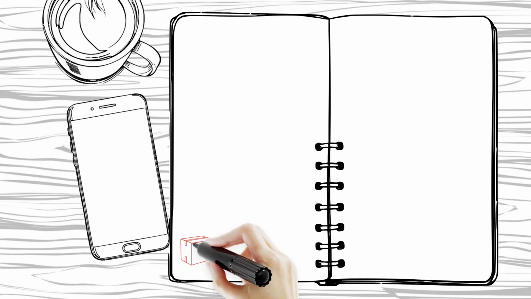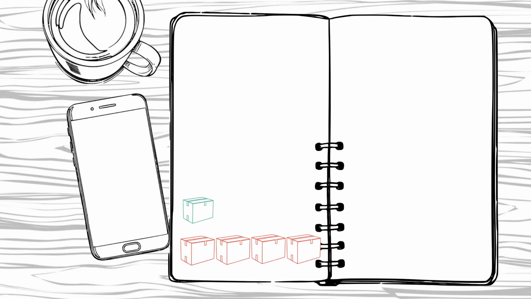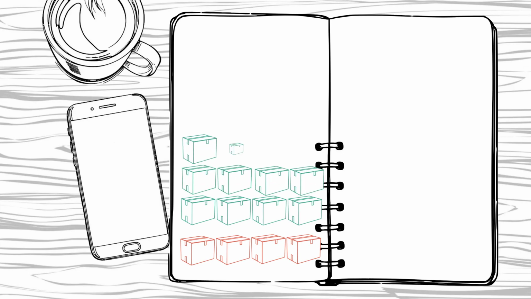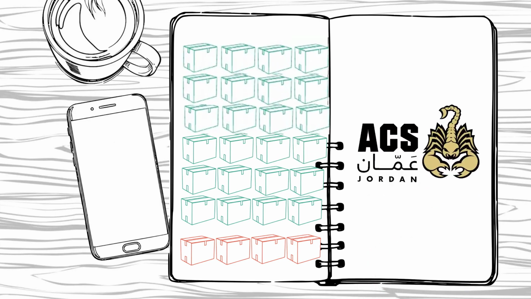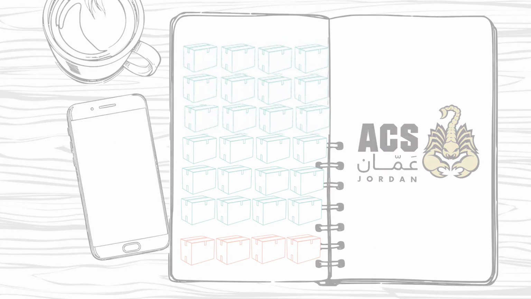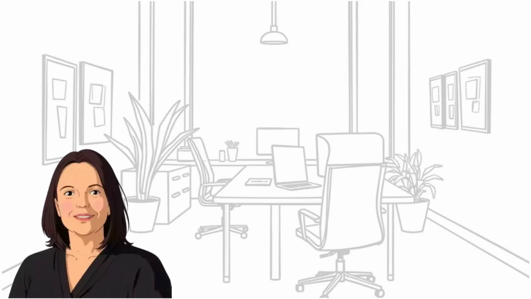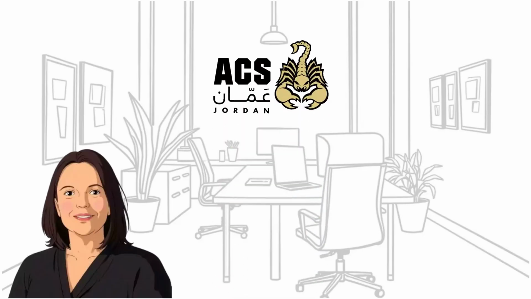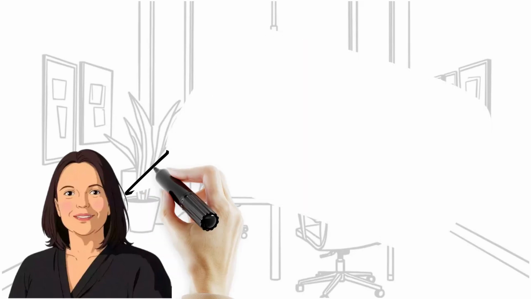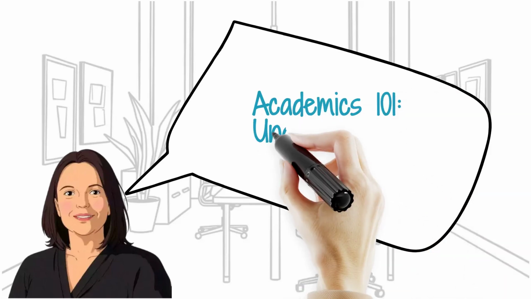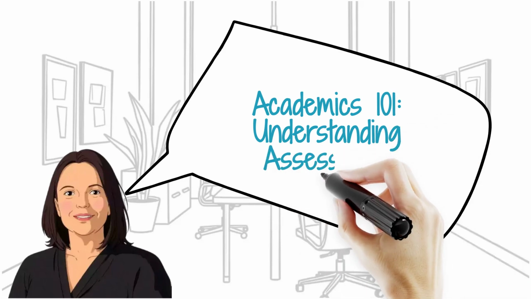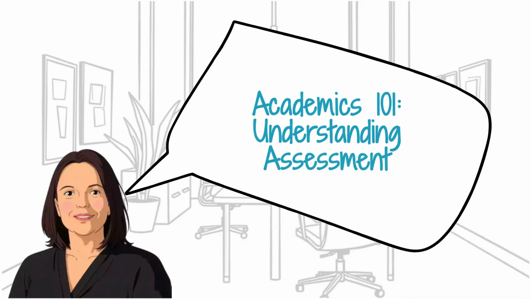Now imagine this is one unit within one course, within one grade level, and extrapolate that out to the total number of units taught within the school in any given year. ACS teachers are truly very busy. Believe it or not, this video walked you through a high-altitude overview of unit planning. Within each of the stages of UBD, there is so much more to unpack, so tune in to the next episode of Academics 101, Understanding Assessment, to learn more deeply about UBD Stage 2.